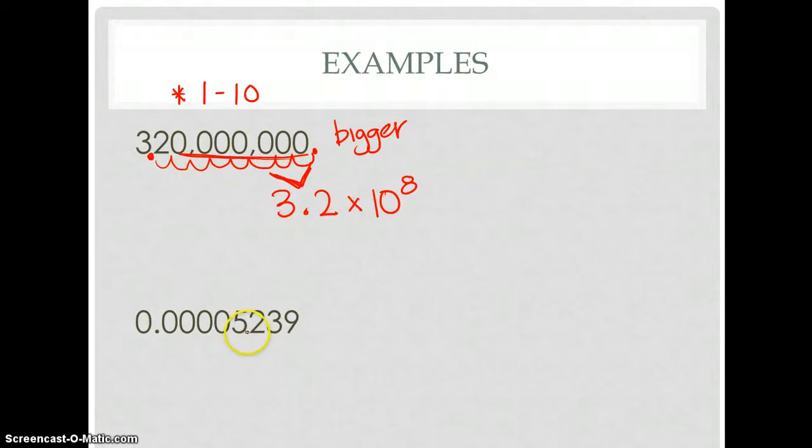On the other hand, if we look at our example at the bottom, we're going to make that a number between 1 and 10. We need to make that 5.239, write as many decimals as you can, as long as you don't have a discontinuation of zeros, times 10 to the, and this is going to be a negative exponent because I have a smaller number. We had to make 5.239 smaller to get back to our original number, so we moved 1, 2, 3, 4, 5, 10 to the negative 5th.